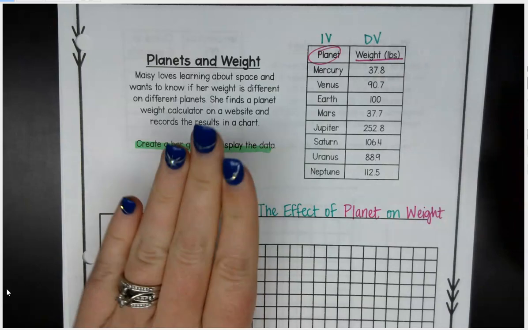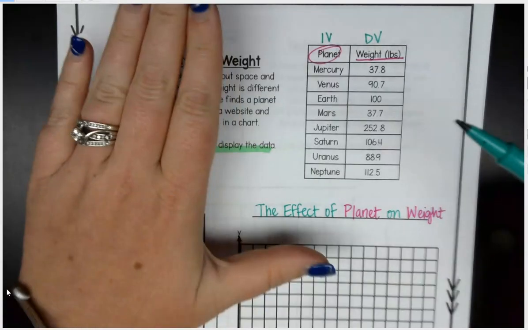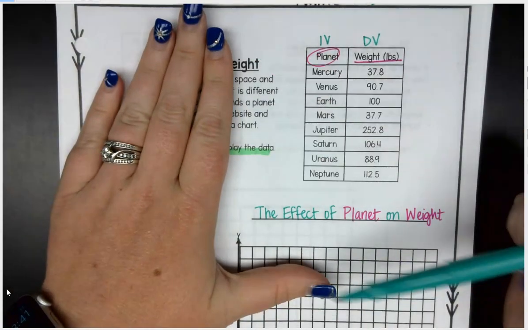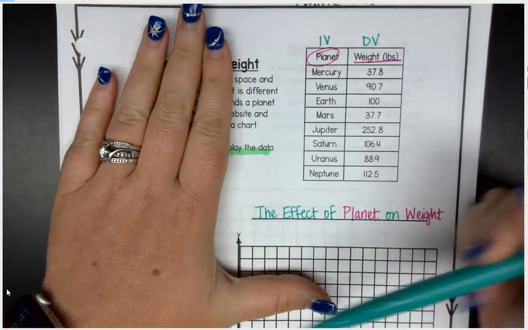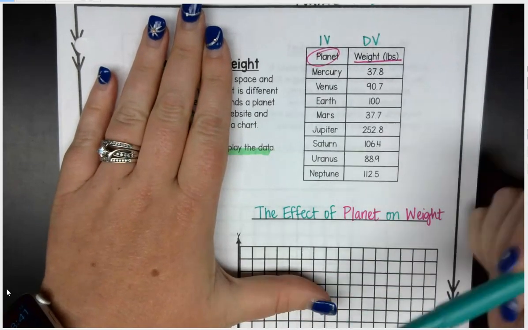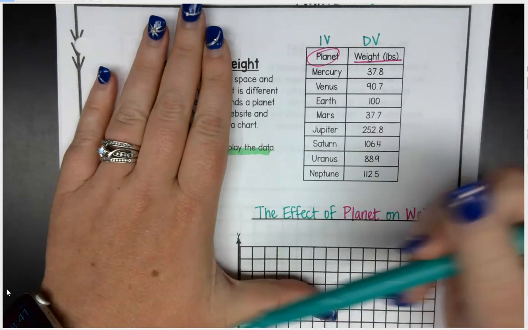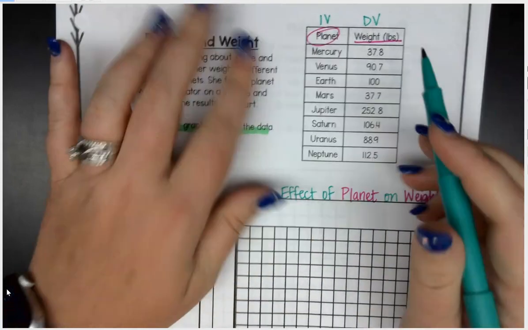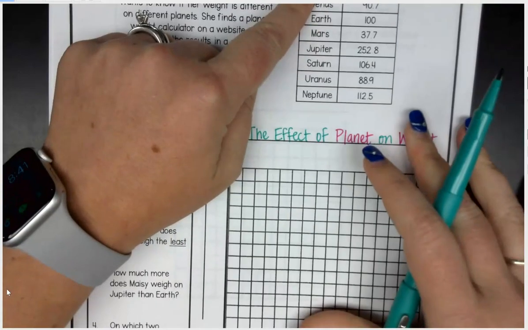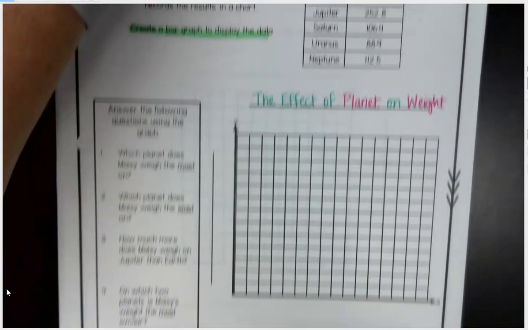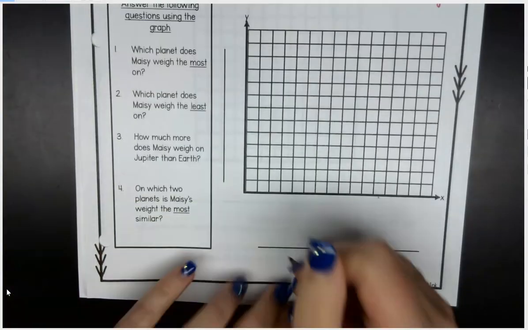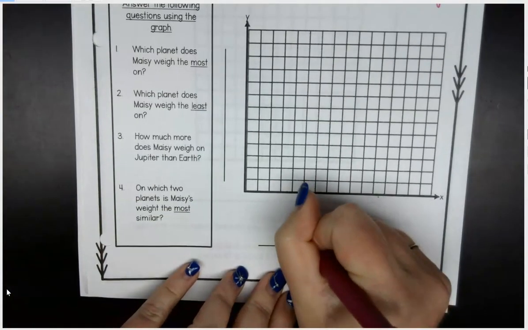We talked yesterday about how our thumb over here is independent when we make our hand like an L. So my thumb is independent. I'm going to put my independent variable down here on the x-axis because it's at the bottom. So my independent variable here is planet. So I'm going to label down here. On this line here, I'm just going to write planet.